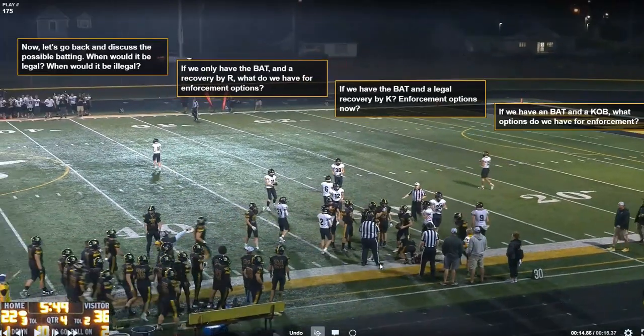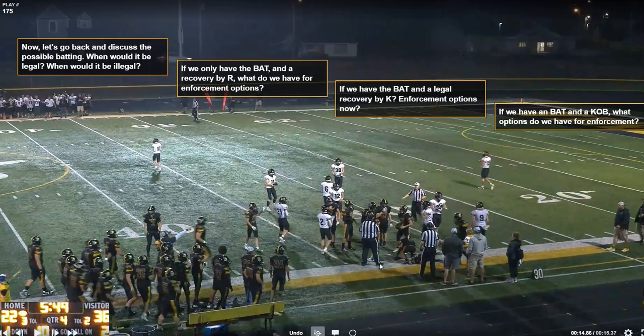Now, if we continue here, let's go back and discuss the batting. So what makes something an illegal bat? If we have only the bat and recovery by R, what options do we have? If we have a bat and illegal recovery by K, what enforcement options do we have? And what if we have a bat and a kickoff out of bounds?